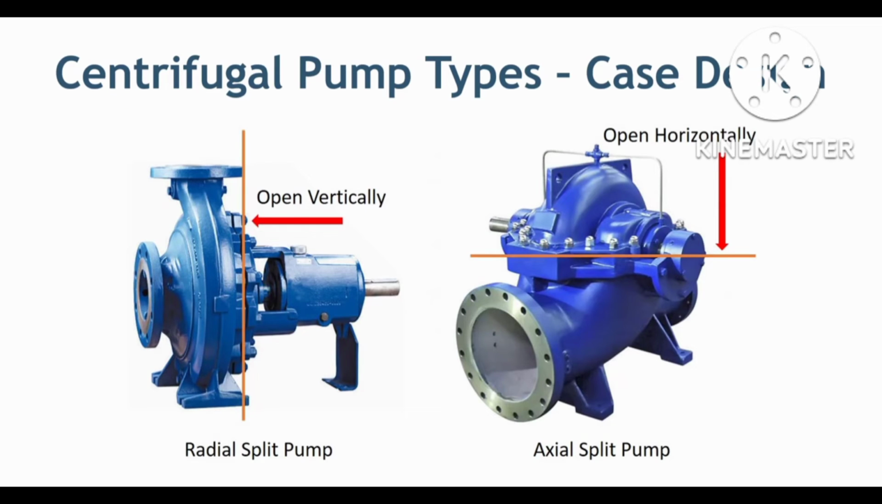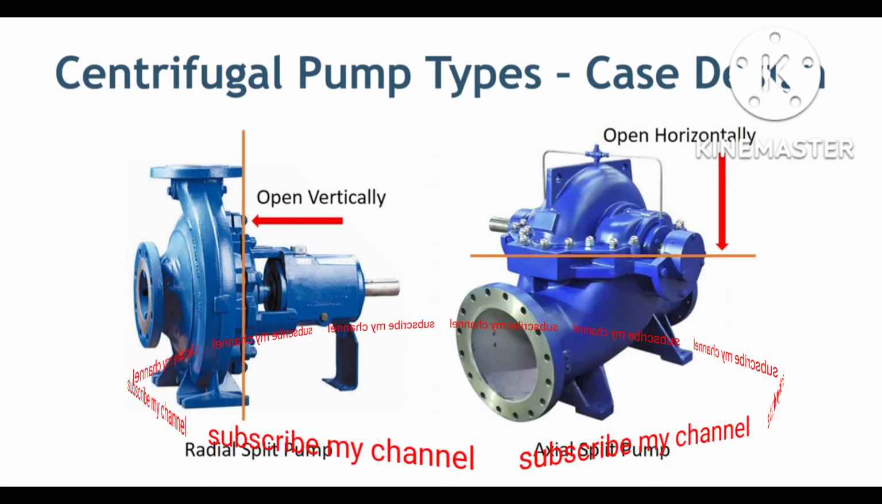The second case design is axial split. In this design, the pump casing is split into two halves that get separated horizontally, or you can say parallel to the shaft axis. It sounds difficult to understand, but just look at the image. You will immediately know what I am trying to explain to you. It is the way you open a pump for any maintenance.